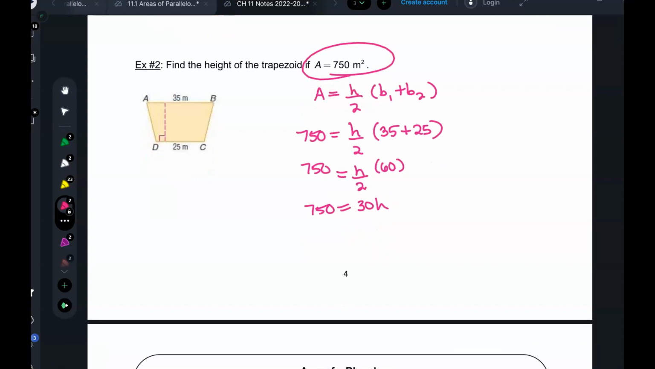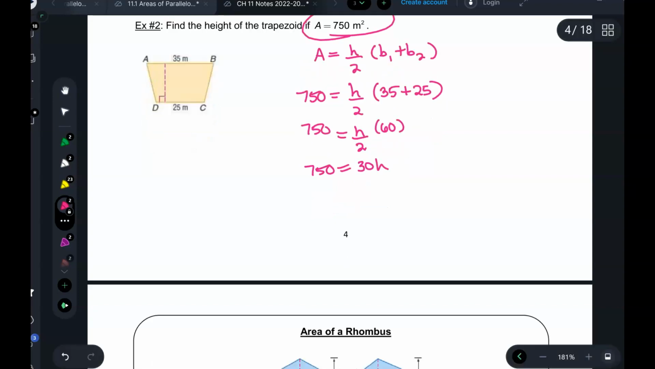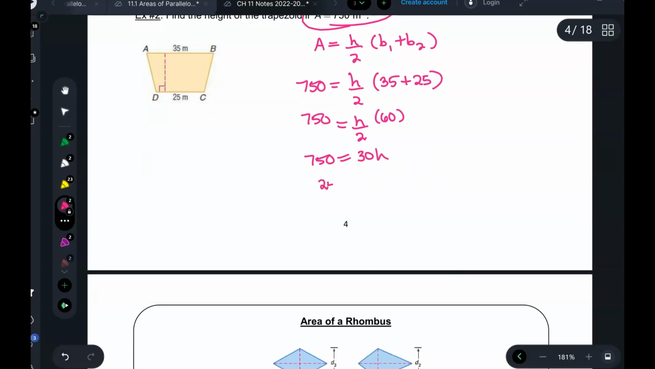Now, could you also have multiplied by 2 and then divided by 60? It doesn't matter, right? Divide by 30. 75 divided by 3 is? 25. So 750 divided by 30 is 25. And that's 25 meters.